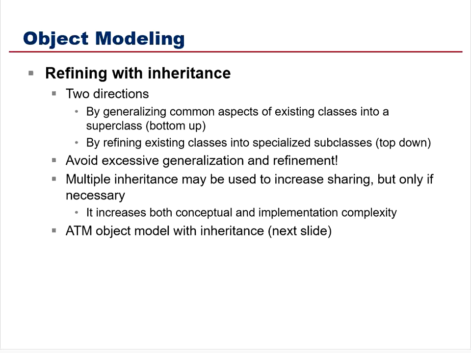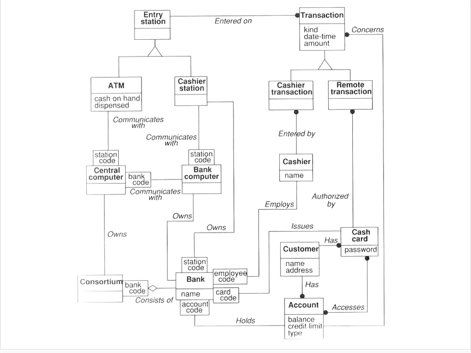We use multiple inheritance only when necessary because it increases conceptual and implementation complexity. So this is the step of refining with inheritance, using the two directions of generalizing and refining. This is the structure from which we refine the inheritance, and we are using the inheritance concept in this diagram.